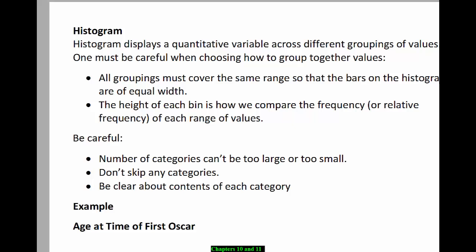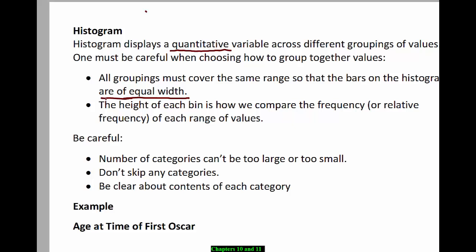The histogram is a handy little tool, especially in the sciences. Histograms display quantitative variables. So when you have a data set of numbers, the histogram is one of the first things that you're going to be reaching for. One must be careful when choosing how to group together values. All the groupings must cover the same range so that the bars on the histogram are of equal width, just like the bar chart. The bars are of equal width. The height of each bin is how we compare the frequency or relative frequency of each range of values.